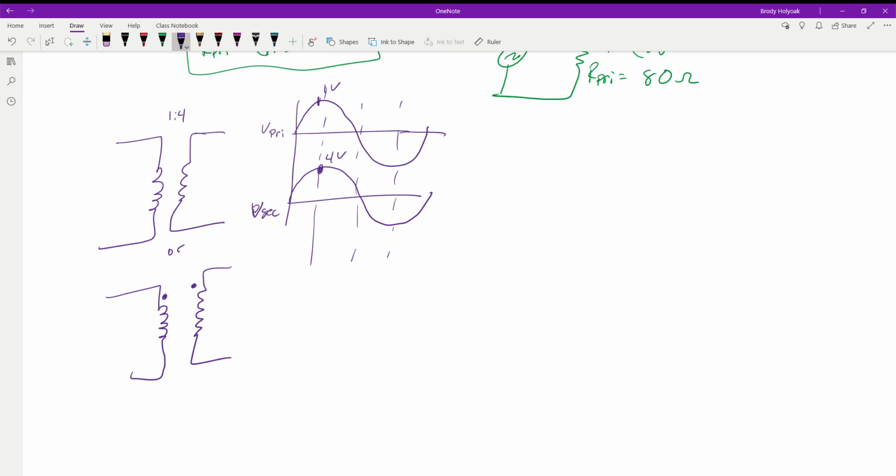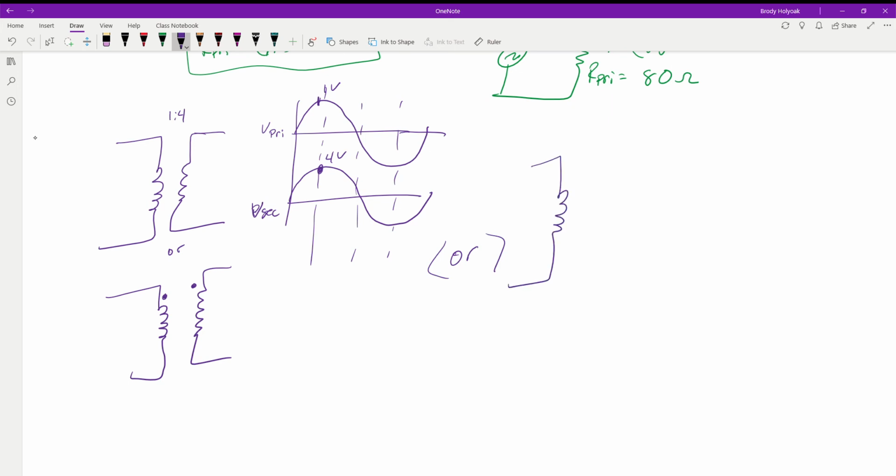And sometimes we have to invert things, depending on our application. So these phase dots are representative of those. If there are no dots, it's assumed to be in phase. If there are dots and they're in the same direction, up or down, then it's considered to be in phase. The other case we have is if they're out of phase.